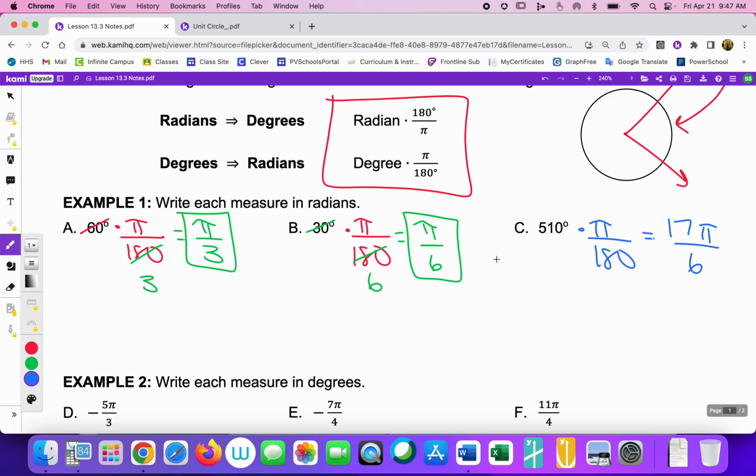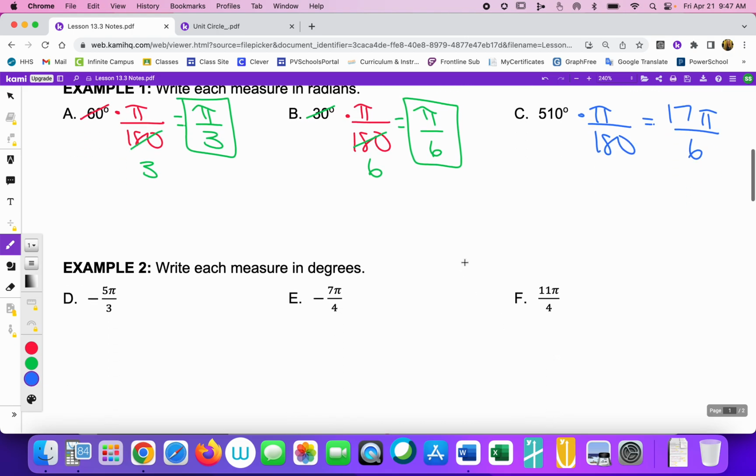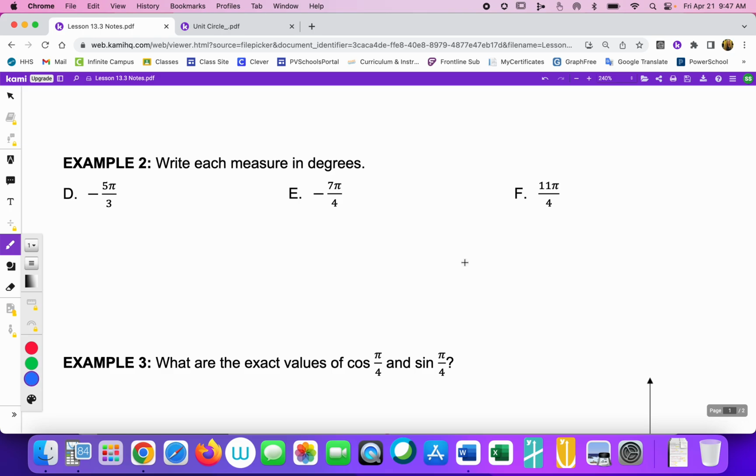So now we're going to do the opposite. You just multiply by the inverse of that fraction. So the 180 goes on top, pi goes on the bottom. Now pi is just going to reduce out, so you don't really have to worry about it too much. So we're multiplying this by 180 over pi. So the pi's will reduce.